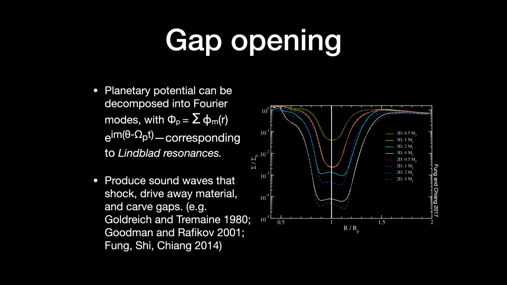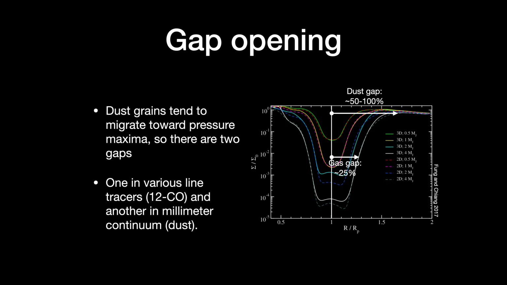For material on the outside of the planet's semi-major axis, you get a positive impulse, so that material flies further outward. Whereas material on the inside of the planet's semi-major axis, you get material falling further inward because it received a negative impulse. So what implications does this have for observations? So these gaps tend to have pressure maxima at their outside, located around 50 to 100% of the planet's semi-major axis away from the semi-major axis.